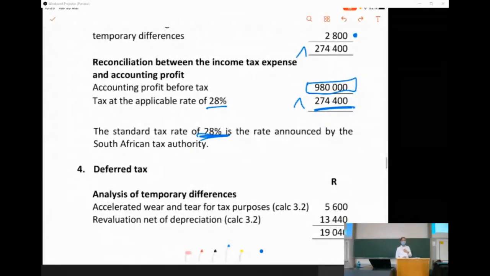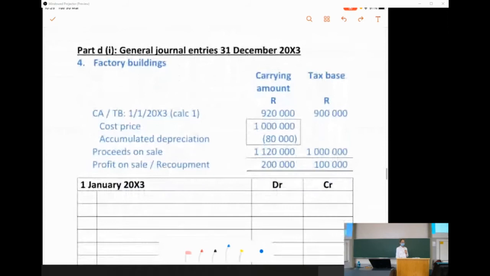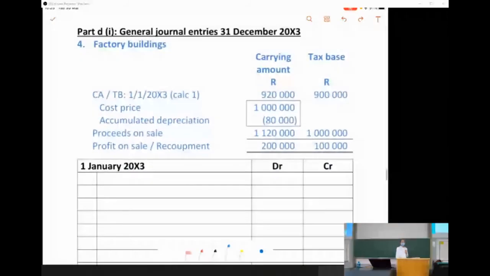I also have to tell them what rate is used. Deferred tax note: I just go to my deferred tax calc and say this 5,600 comes from accelerated wear and tear. So the wear and tear is quicker than the depreciation, and that's why I have a liability. And then I've got my revaluation of land, which gives me that 1,344. Okay, everyone happy with that?